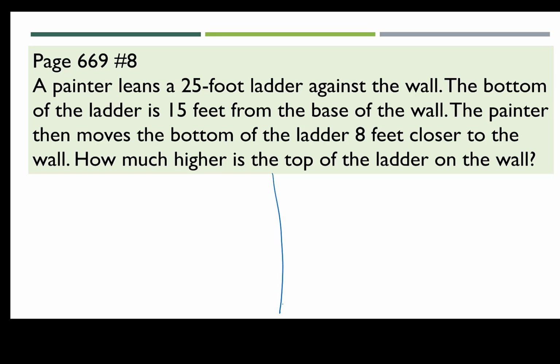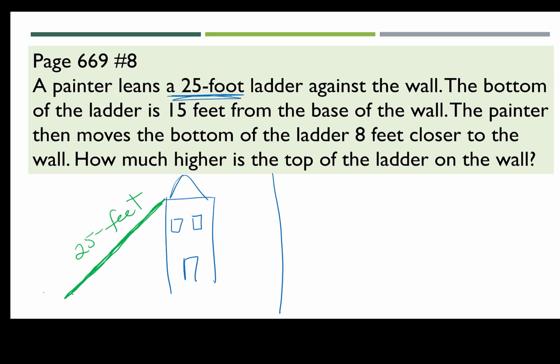So we have two scenarios. We have the first part where the ladder is 15 feet from the house. So I'm just going to draw a picture. That's our house. Right here it says that the ladder is 25 and he leans it up against the wall. Okay, so here's our ladder and it is 25 feet. Next, it says the bottom of the ladder is 15 feet from the house. So from here to here is 15 feet. So do you see now that we have a triangle? It says how much higher is the top of the ladder on the wall? So to find that we need to first find out what this distance is.